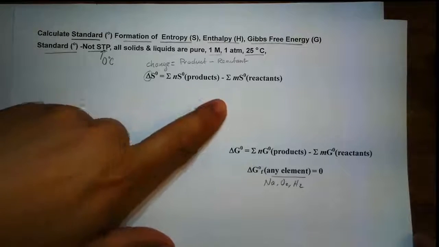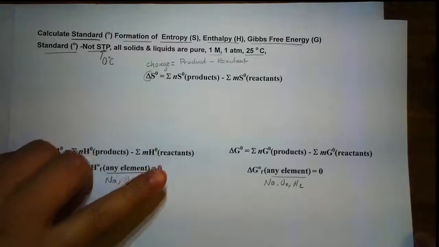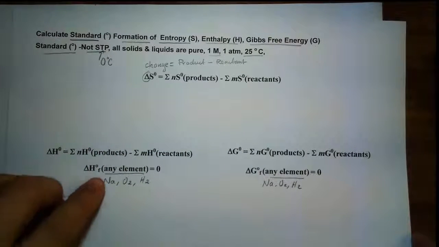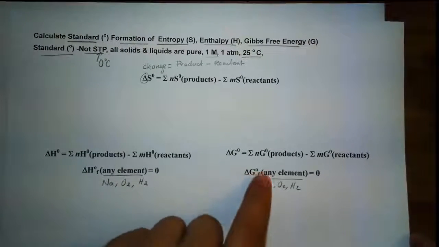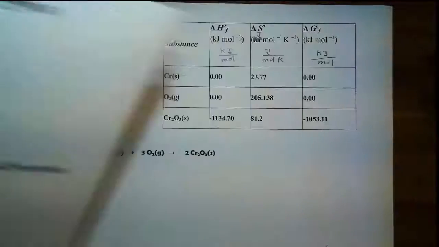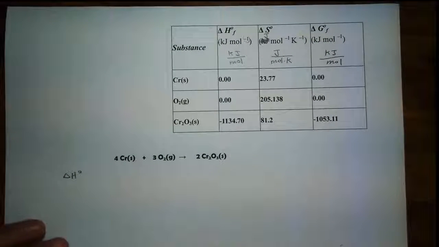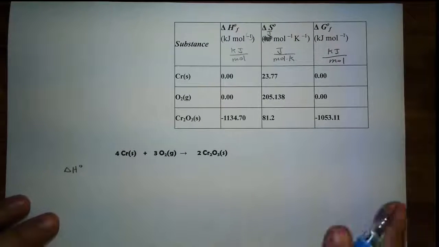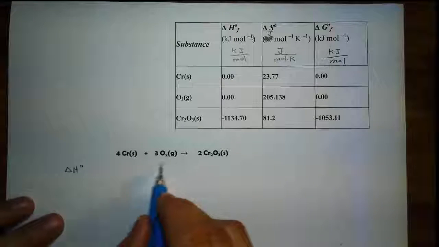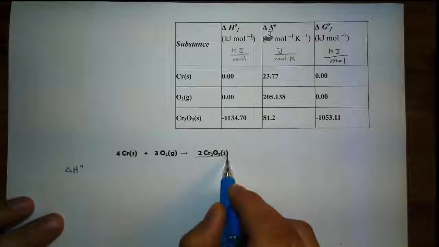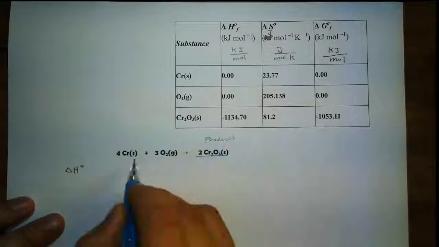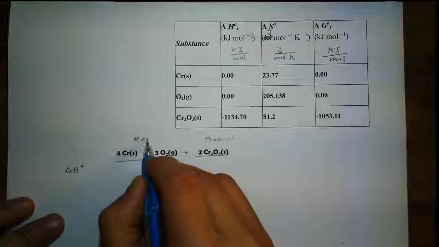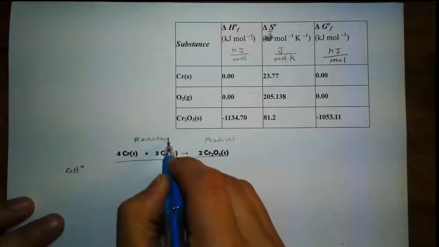It's the sum of products minus the sum of reactants for all of them, except that for any pure element, delta H and delta G of formation would be 0. So let's just work this problem together. It's always product minus reactant. So we look at this reaction here. Here's the product, and this is relative to the reactant. So keep that in mind, okay?